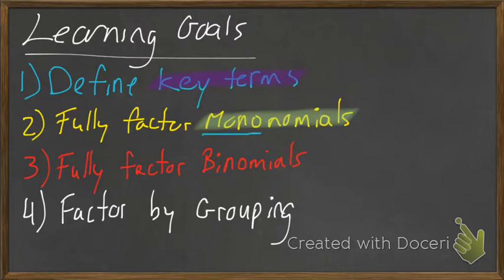It's hard for me to say. Mono being the key part there. Mono meaning 1. We're going to fully factor binomials. Bi meaning 2. And then finally we're going to factor by grouping.